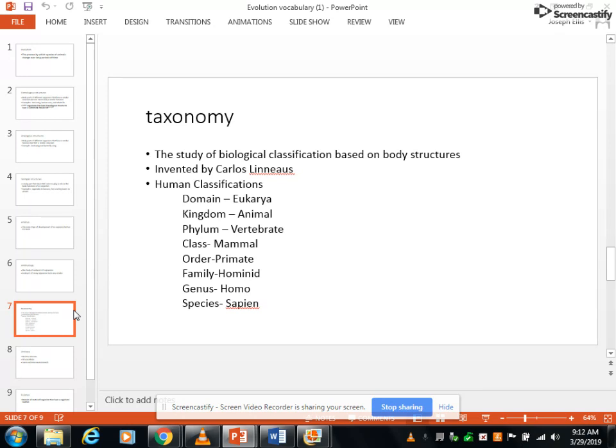Class, we're mammals. What makes us mammals is that we have hair. We're warm-blooded. Our females produce milk for the newborns. We are primates. Primates mean that we have opposable thumbs. We can actually grab and hold on to things and use tools. Hominid means you walk upright. Okay, we're hominids because we walk upright. That's our family name. And of course, Homo sapien.